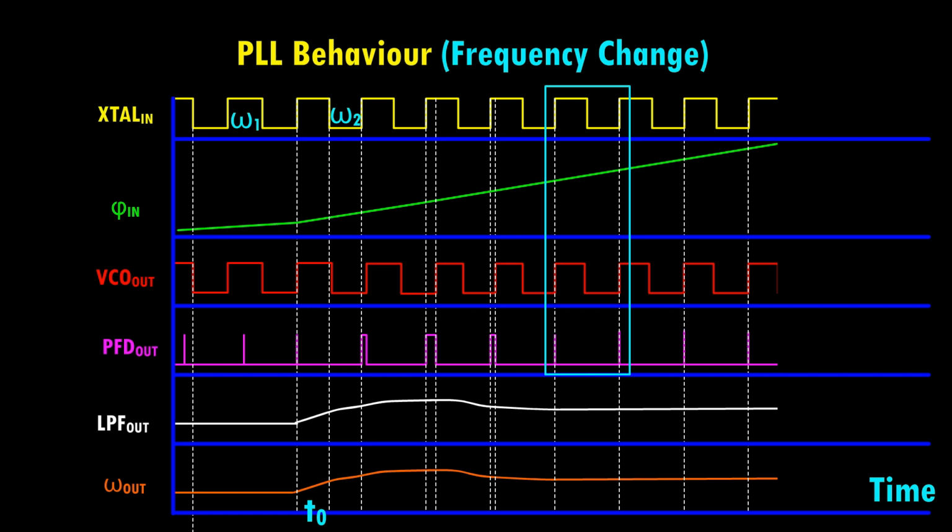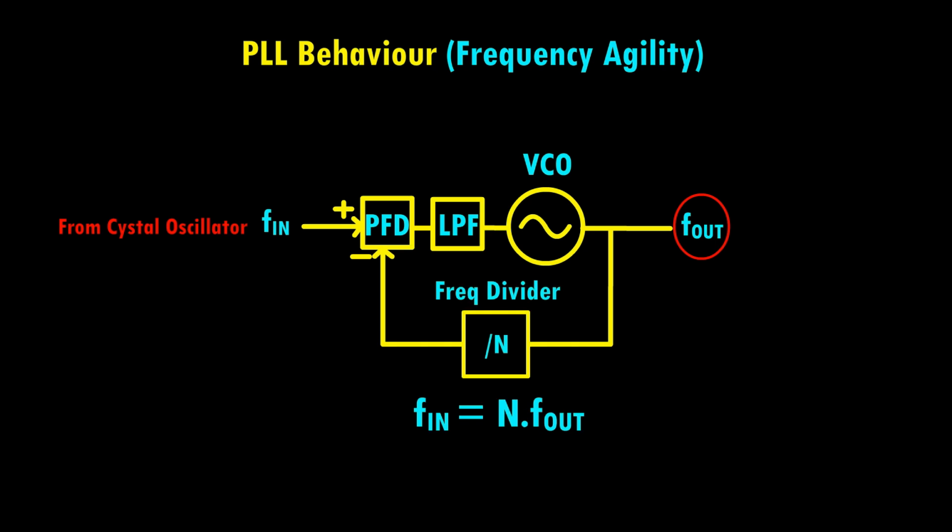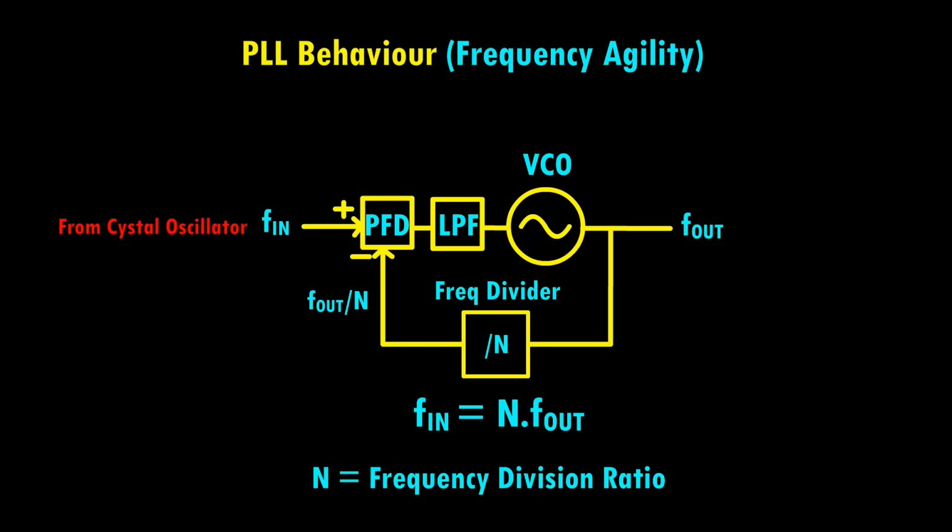But what about frequency agility? The PLL output is still only one frequency, which is equal to the crystal oscillator frequency. We can achieve the required frequency agility by placing a frequency divider in the feedback path. Instead of directly comparing the VCO output to the reference, we compare the divided down version. Once locked, the VCO output is n times the reference frequency, where n is the division ratio. This is how we achieve a variable frequency at the VCO output. We will explore this in more detail later in the video.